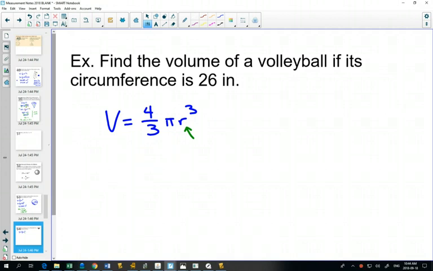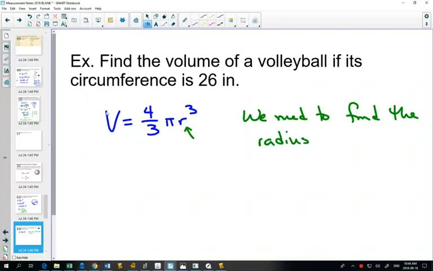No. So knowing that, this tells me we need to find the radius. If I want to figure out the volume, I need to find the radius. What else did they give me? They gave me the circumference is 26 inches. So go to our formula sheet, look up our circumference formula, or maybe you have it memorized. Circumference is 2 pi r. We know our circumference is 26. And this is enough information to solve for a radius.